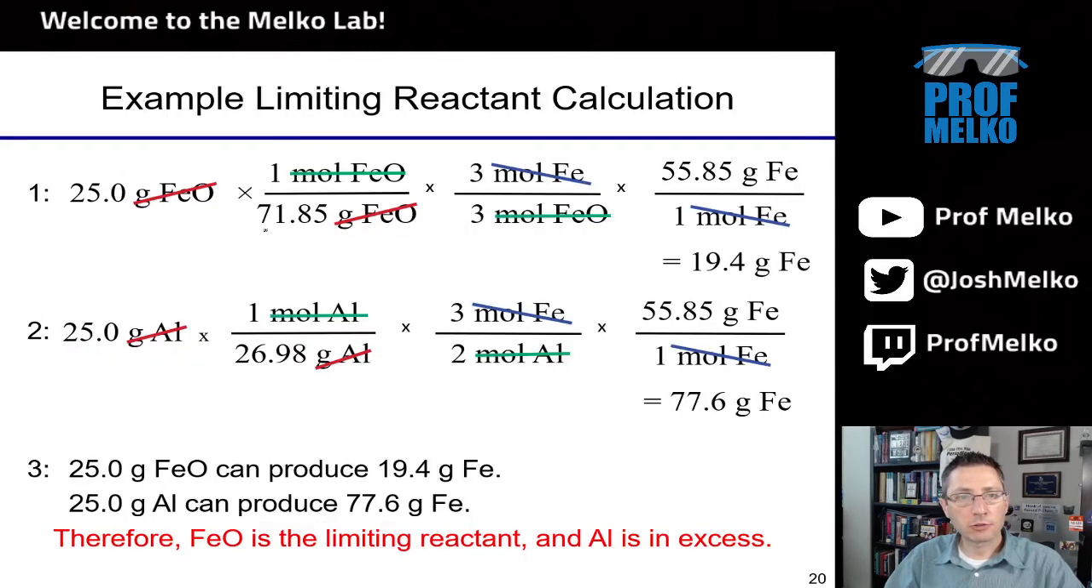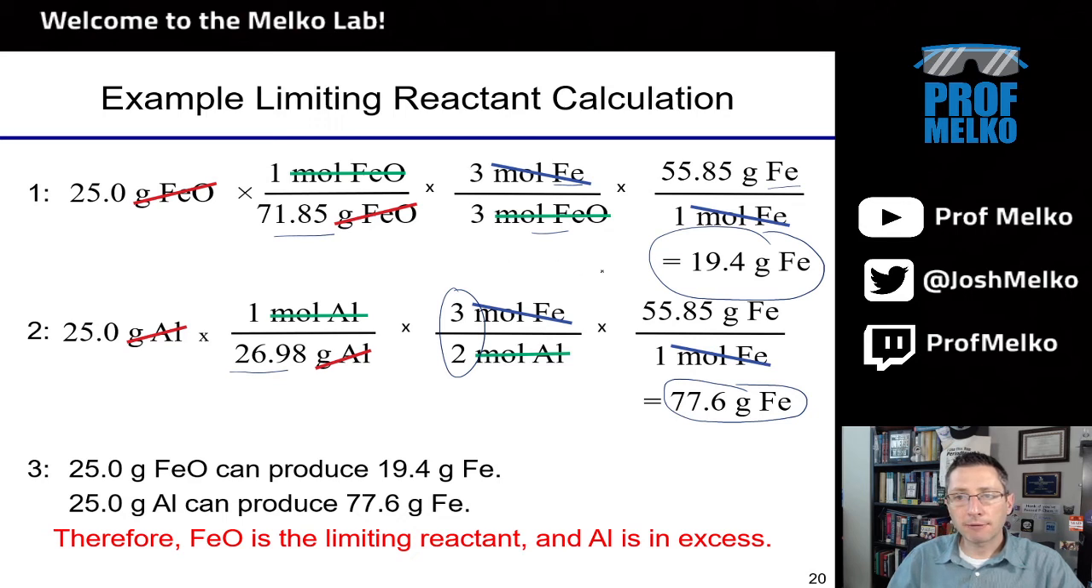25 grams of iron oxide, using its molar mass, using its molar ratio with iron, and using iron's molar mass. That makes 19.4 grams of iron. You do the same thing starting with the aluminum and its molar mass, its ratio with iron in the balanced chemical reaction, and again the molar mass of iron. It can make 78 grams of iron, almost.